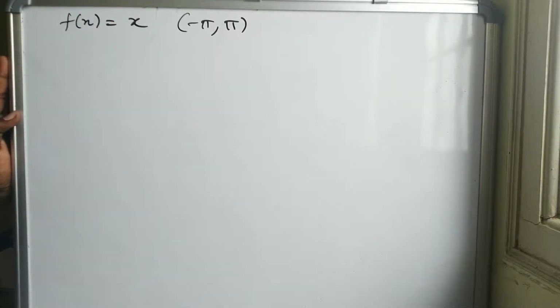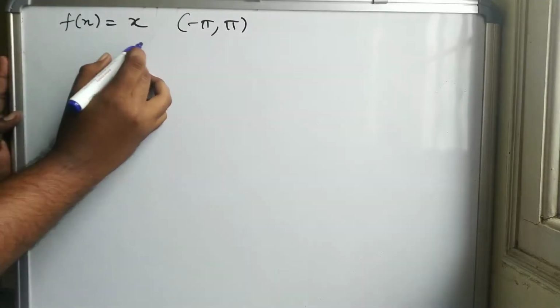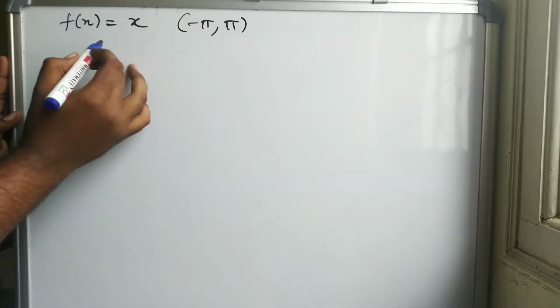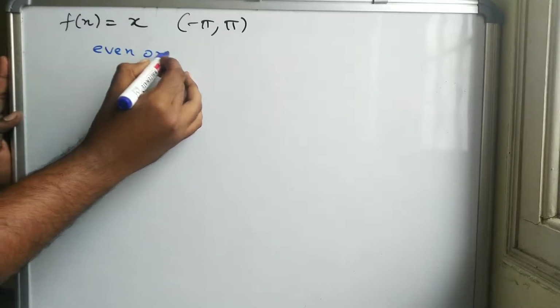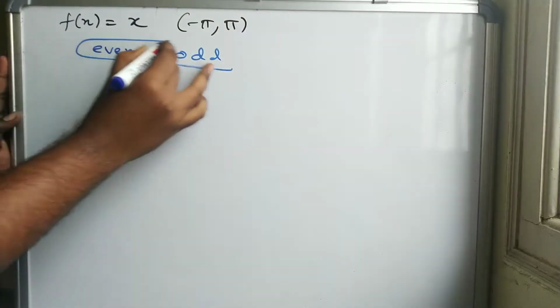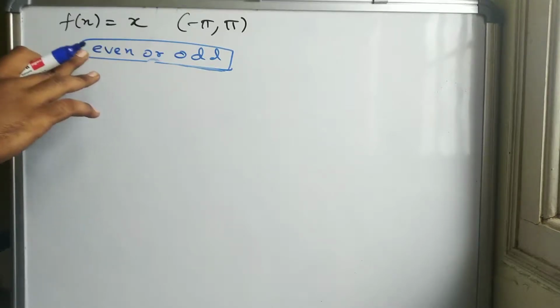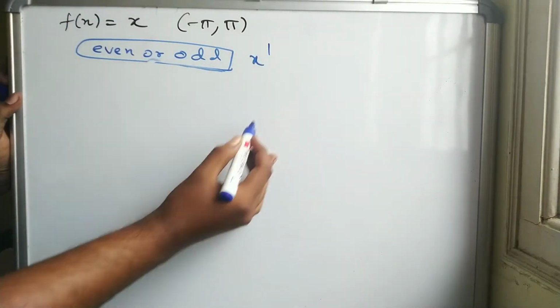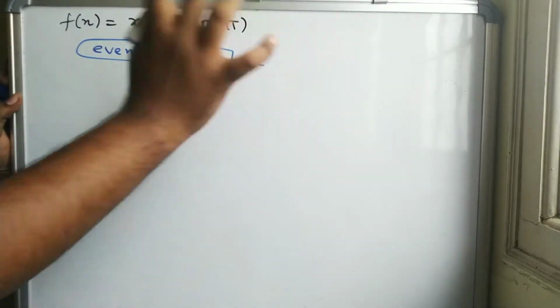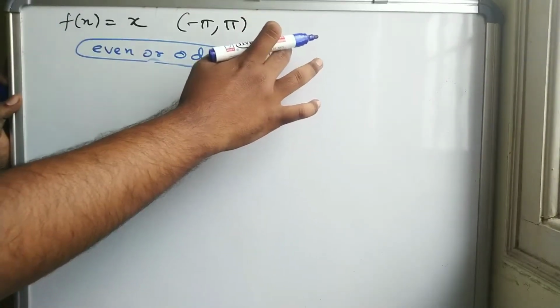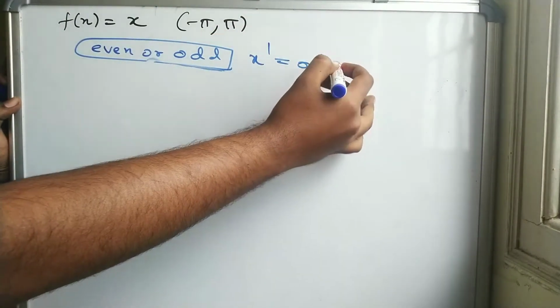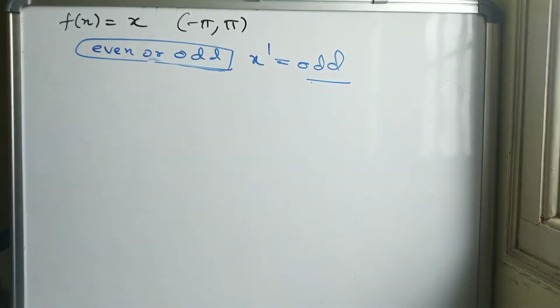Now, first thing, whenever f of x is given, you need to find whether it is an even or odd function. I have made one video to identify this, so you can see that also. Fine. x power nothing is there, that means x power 1 is there. Since power is odd, we can say that this is an odd function. So we got to know that the given function is odd.